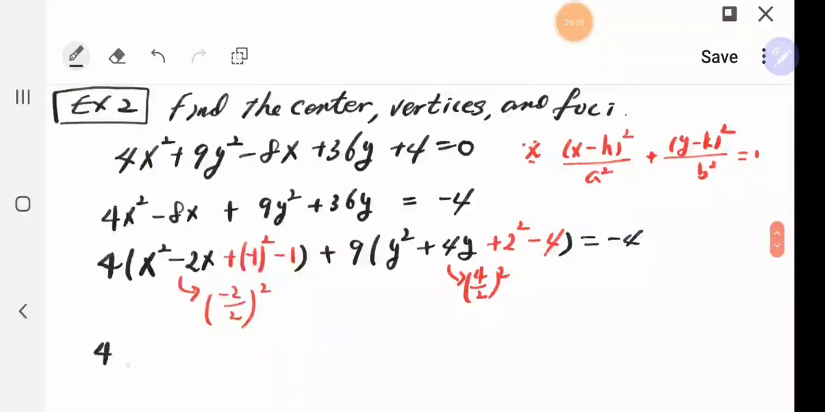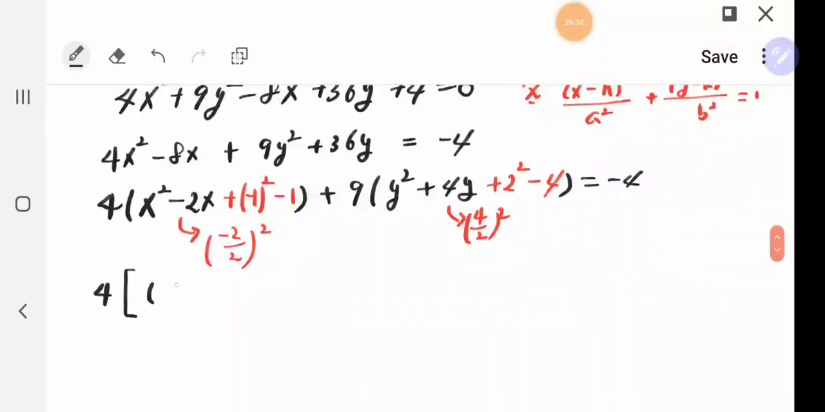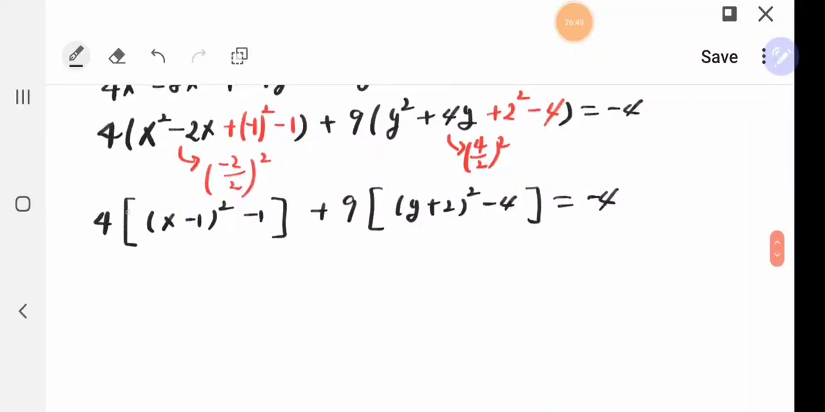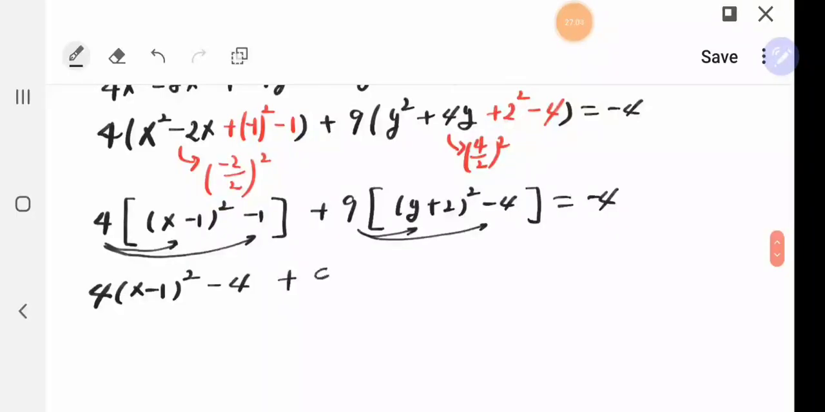Then the first 3 terms inside the parentheses make a perfect square: 4 times x minus 1 squared minus 1, plus 9 times y plus 2 squared minus 4, equal to negative 4. Then use the distribution property, distributing so that we can take both out: 4 times x minus 1 squared minus 4, plus, doing the same thing, 9 times y plus 2 squared minus 36, equal to negative 4.